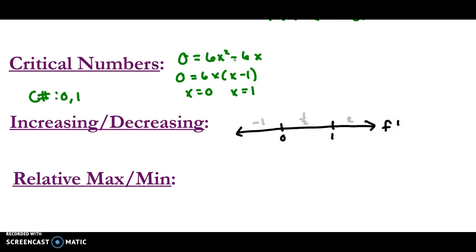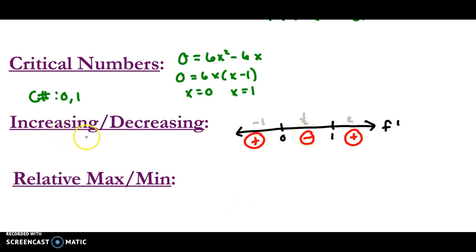And what do we get? Is it positive or a negative number? It's a positive number. If I plug in 1/2 into the derivative, we would get a negative number. And if I plug in 2, we would get a positive number. What that number is doesn't really matter. It just matters about its sign. Okay. So again, this is called an increasing, decreasing chart.